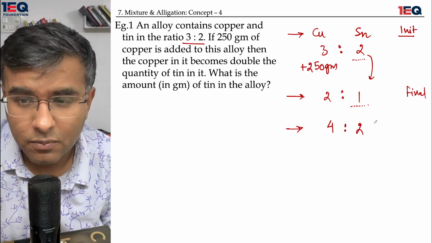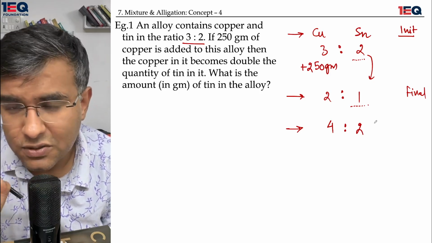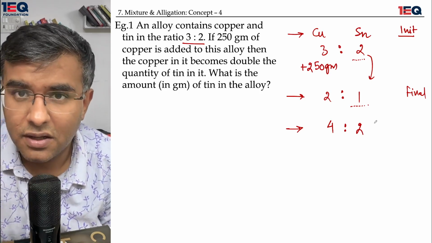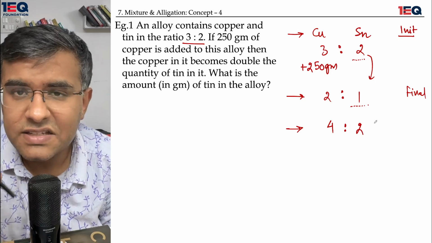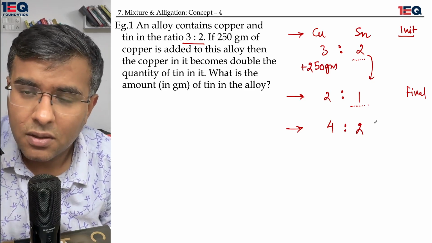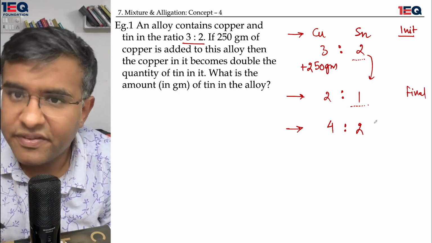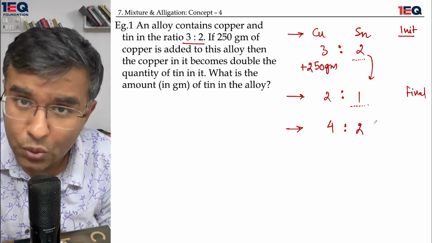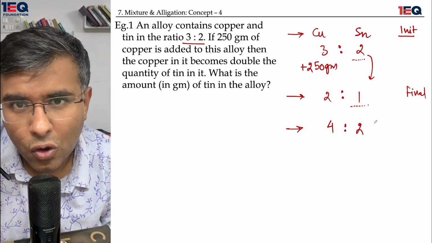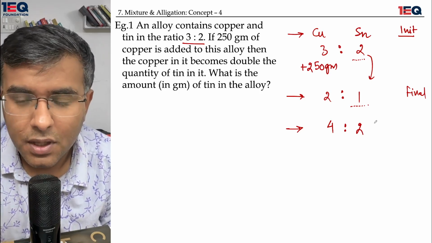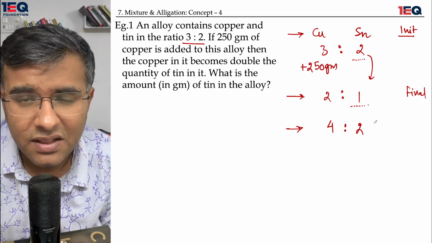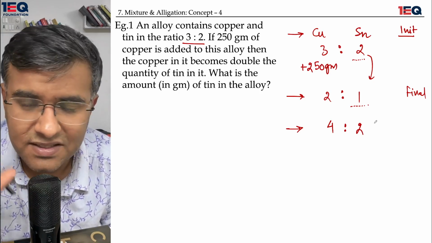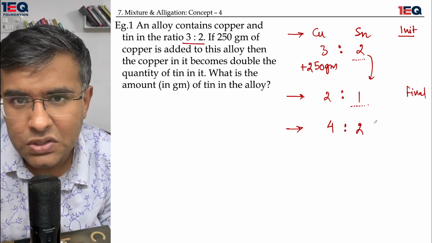Why am I ensuring that tin's quantity doesn't go haywire? There is a reason behind it, and the reason is that tin is not being touched from the initial level to the final level. Tin is not being taken out, no new tin is being added, only copper is being tweaked. When only copper is being tweaked, then I must ensure that the quantity of tin remains the same, at least in the sense of ratios.